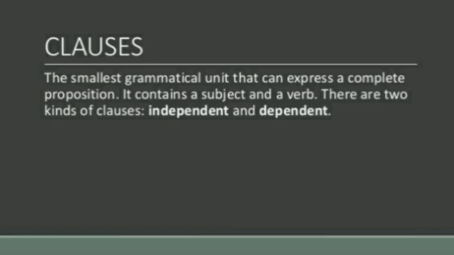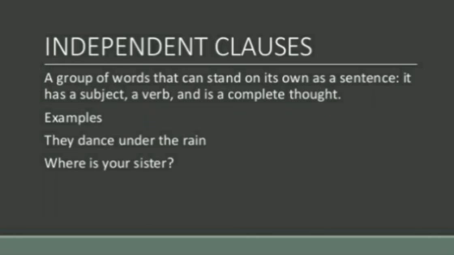We can find clauses in every sentence. There may be one clause, two clauses, or three clauses, and also different types. So let's see what an independent clause is. An independent clause is a group of words that can stand on its own as a sentence. It has a subject, a verb, and is a complete thought. For example, they dance under the rain.